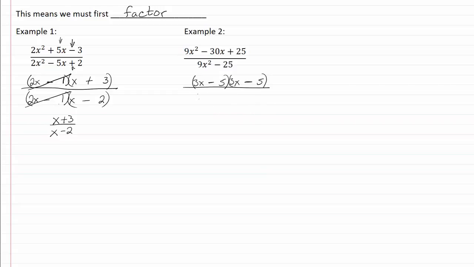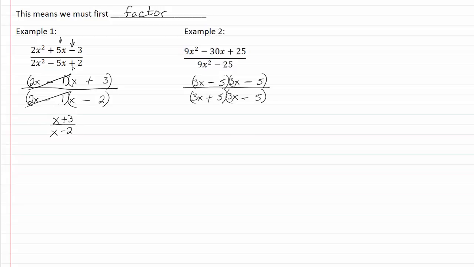Draw my line. I'm going to factor my denominator. Put my 2 sets of parentheses. You may have noticed that the denominator is a difference of squares. That means we're going to take the square root of 9, which is 3x. Put that in. The square root of 25. Put that in. Plus in one, minus in the other.